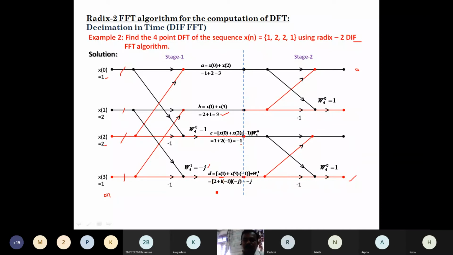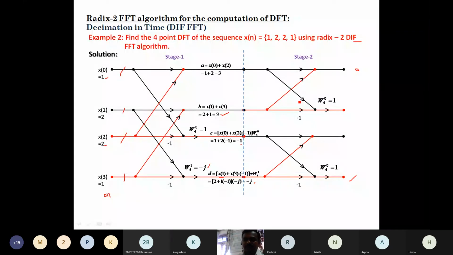So therefore, the overall summation is what? 2 plus 1 into minus 1, the inner sum. 2 plus 1 minus 1 is 1, into minus j. So 1 into minus j is minus j, which is the answer. So D is minus j, C is minus 1, B is 3, and A is 3. Okay, the first stage outputs are 3, 3, minus 1, minus j.